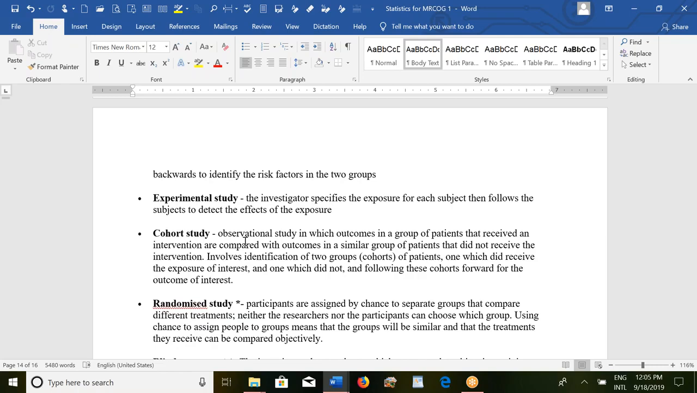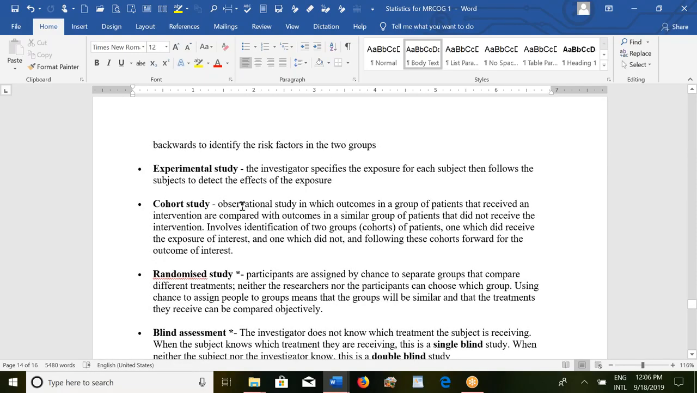Observational study in which outcomes in a group of patients that received an intervention are compared with outcomes in a similar group of patients that did not receive the intervention. So it involves identification of two groups or two cohorts of patients, one which did receive the exposure of interest and one which didn't, and following these cohorts forwards for the outcome of interest. Like one group was smoking and the second one was not smoking, and you are going to observe them over a period of 20 years. So this will be a cohort study.